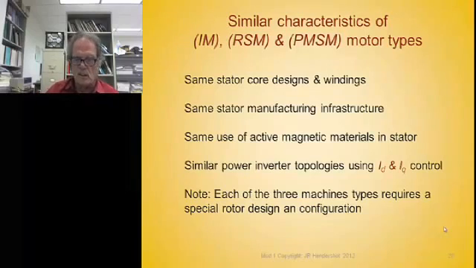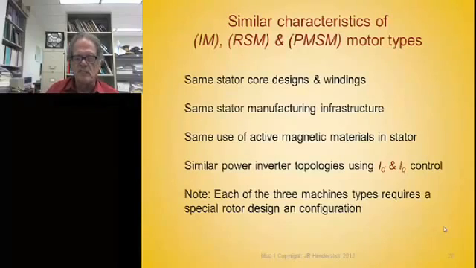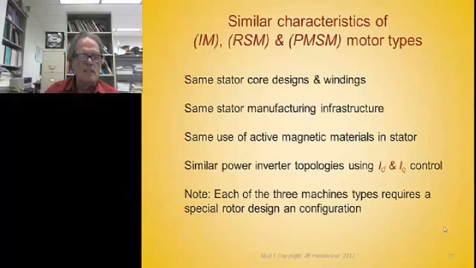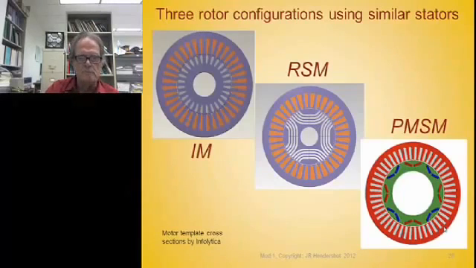How are they controlled? All 3 of them can be controlled with Q and D axis current control with just different software. So this makes these motors very attractive for the same company to be involved in, to use the right motor for the right application, because there's so much cross-pollination in all the technologies that are involved and the manufacturing infrastructure involved. The main difference of these 3 machines is each one requires a special rotor configuration.